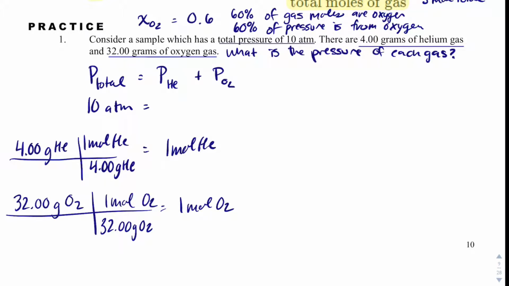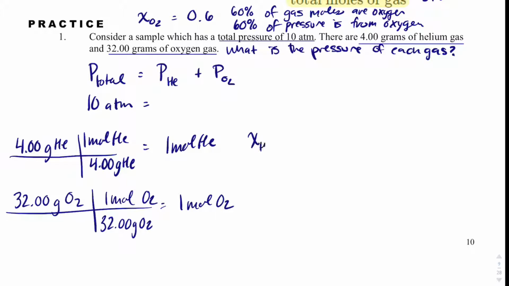I'm not given any other information. Later in the unit, we will talk about how if you know moles of a gas, you can convert it to the pressure using something called the ideal gas law, but we haven't talked about that yet. So here's what I know: the mole fraction of helium is 1 mole of helium divided by 2 moles total.